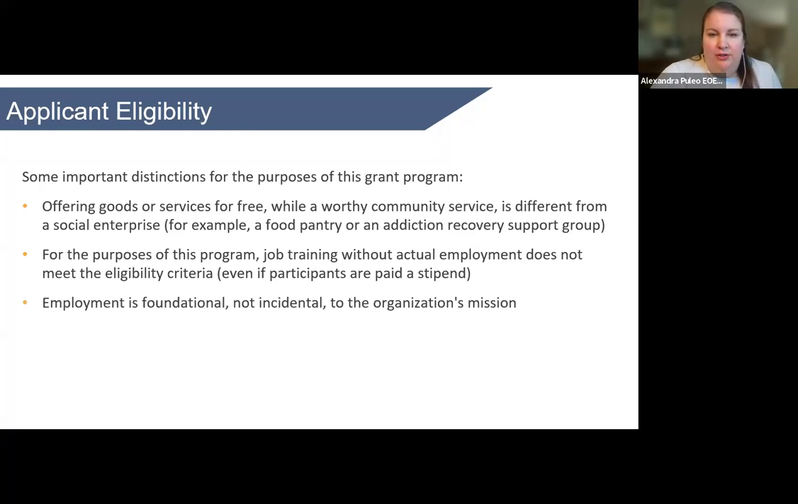Okay, so employment is foundational. It's not incidental to the organization's mission. So we're really looking for an organization where employing people who are in this vulnerable group is a key part of what they do. Again, as I mentioned, it's a great best practice to have staff who have lived experience, being part of the population that you're serving. That's awesome. That's a really important thing. And also, that doesn't make it a social enterprise. Employment for folks needs to be a key part of what you're working to do, not just, oh, we happen to have staff that are part of the target population we're trying to serve.